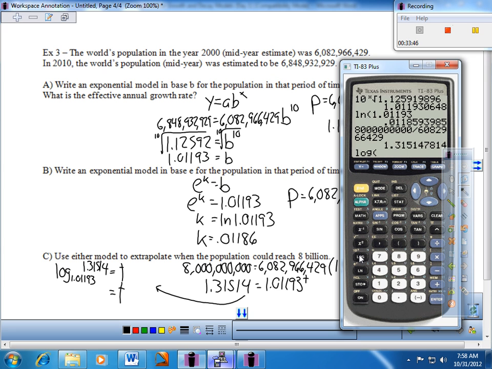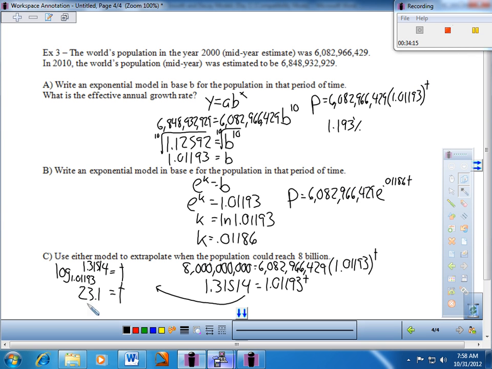And here we go. So log of the input. So log of the 1.31515, I'll go 15 here just because I'm able to now finally. And then divided by the log of 1.01193. Hit enter. And there we go, everyone. So in about 23.1 years, that seems to be the case. And so in about 2023.